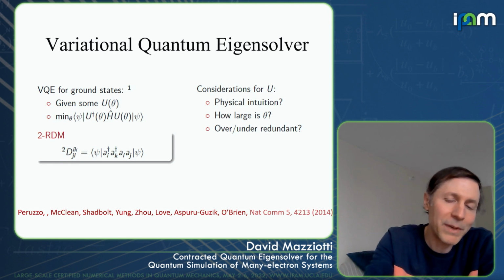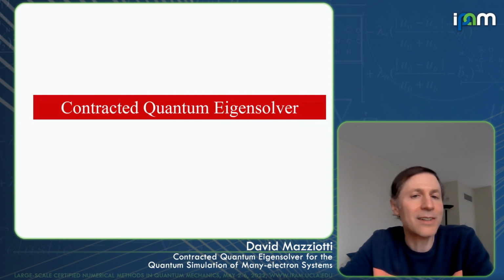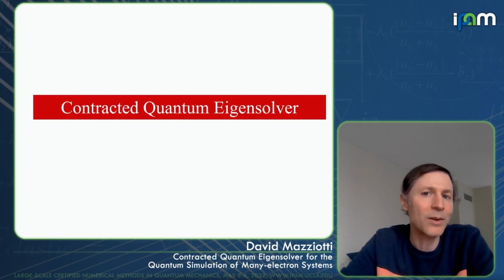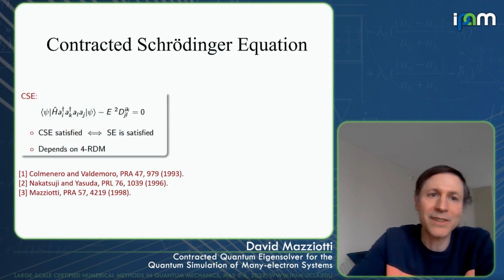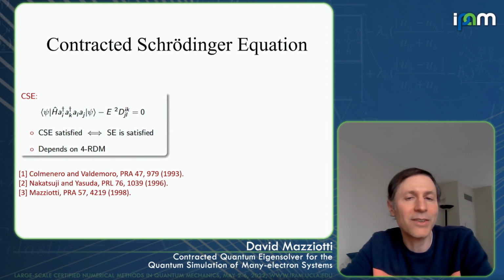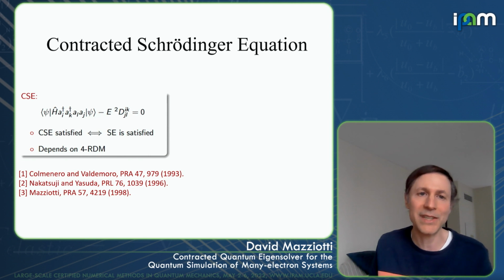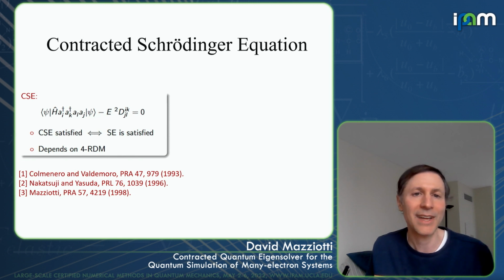So how do we make progress beyond the variational quantum eigensolver? That's the theme for today's talk: to talk about a family of different eigensolvers that we call contracted quantum eigensolvers. The CQE, or contracted quantum eigensolvers, start with something called the contracted Schrödinger equation. The idea of the contracted Schrödinger equation is that we take the Schrödinger equation and then we test it with all two-particle excitations, de-excitations, and transitions from the wave function. That process of testing produces the contracted Schrödinger equation.